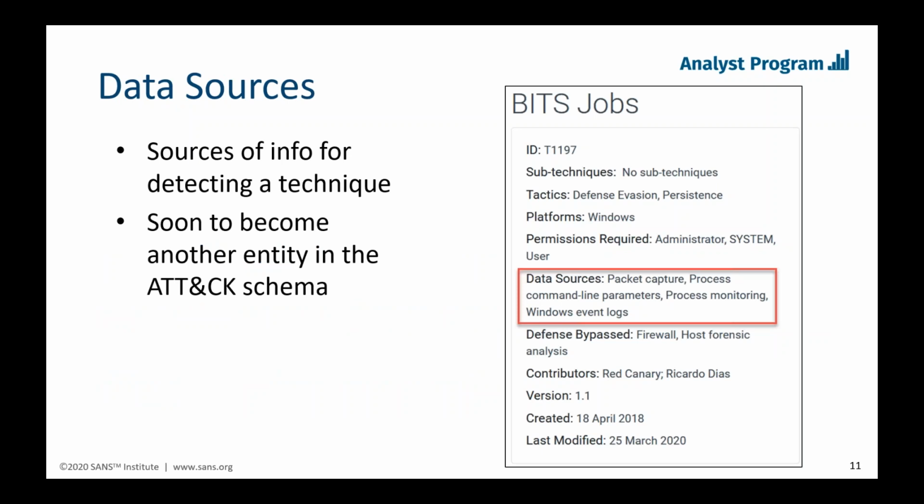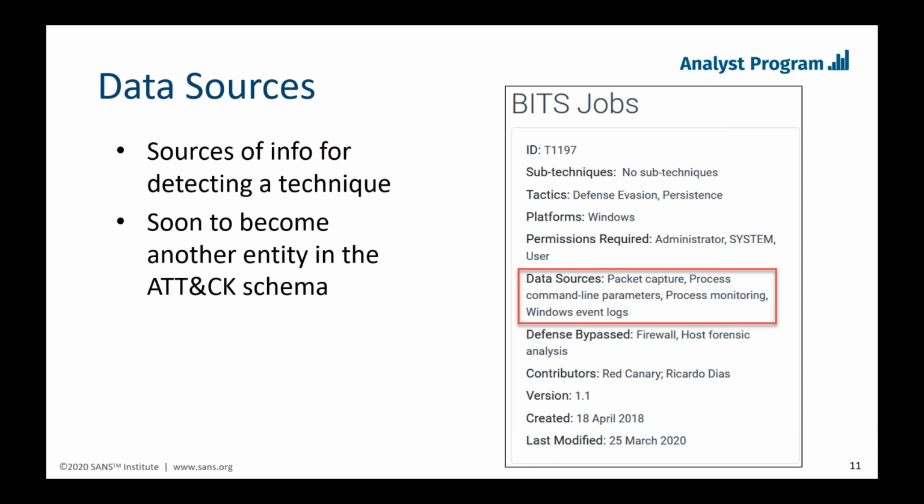In defense, we always talk about prevention is ideal, detection is a must. So yes, we want to implement all the mitigations we can, but sometimes we can't mitigate stuff. So how are we going to detect it when it does occur? Data sources, right? Each of these has its own list of how you can detect these things in action. So for BITS jobs, if you look at the data sources, you can pick this up through packet capture, process command line parameters, process monitoring, and all that good stuff.